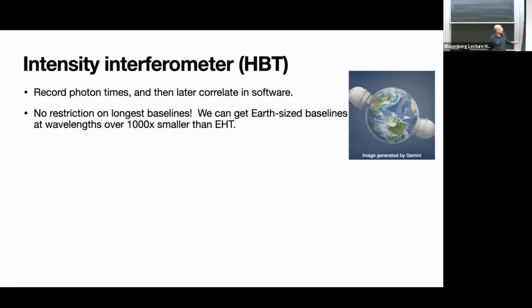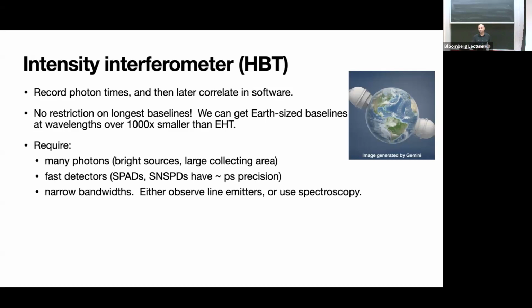Okay, again, this is a way to get visible interferometry at Earth baselines and therefore can provide angular resolution thousands of times greater even than the Event Horizon Telescope. Okay, so what's needed to do this? First we need a lot of photons, and that means having bright sources and/or large collecting areas.